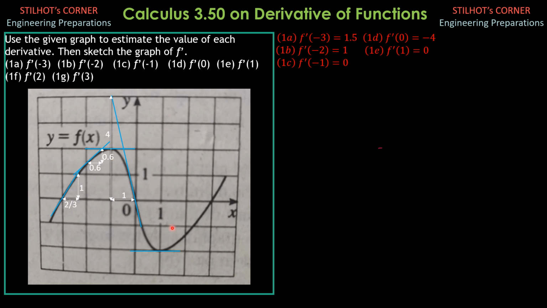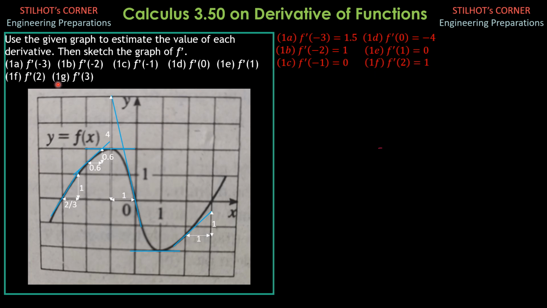1f, f prime at 2. We estimate again: we draw a tangent, then estimate the slope. This is about 0.3 or 0.35, then 0.6. We'll just call this 0.4, 0.6, then 1. The slope is positive. So f prime at 2 is positive 1. So f prime at 2 equals positive 1.